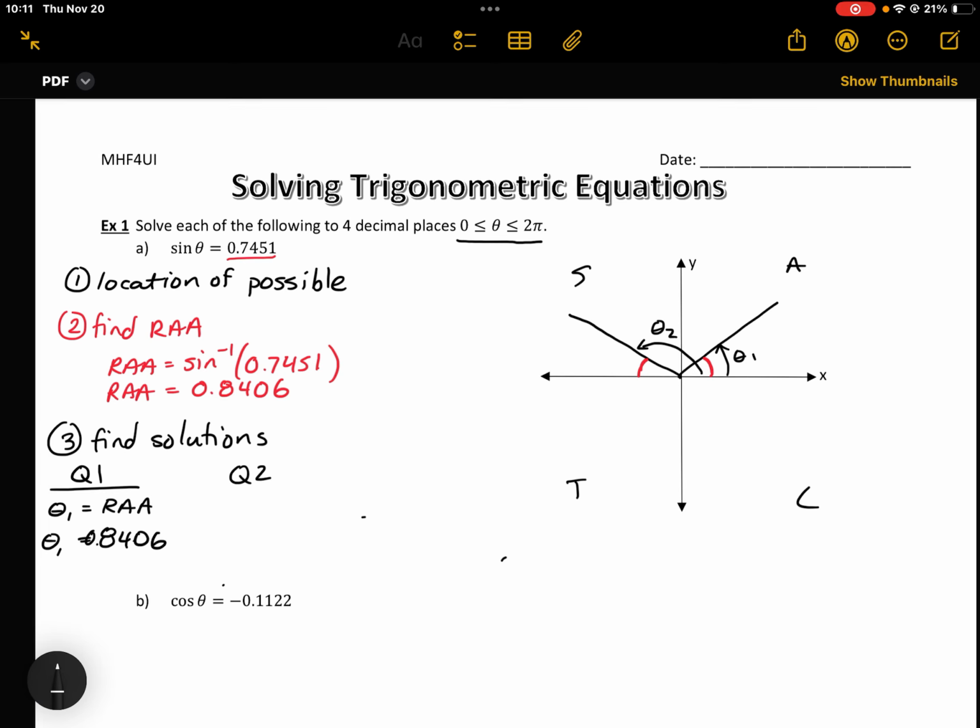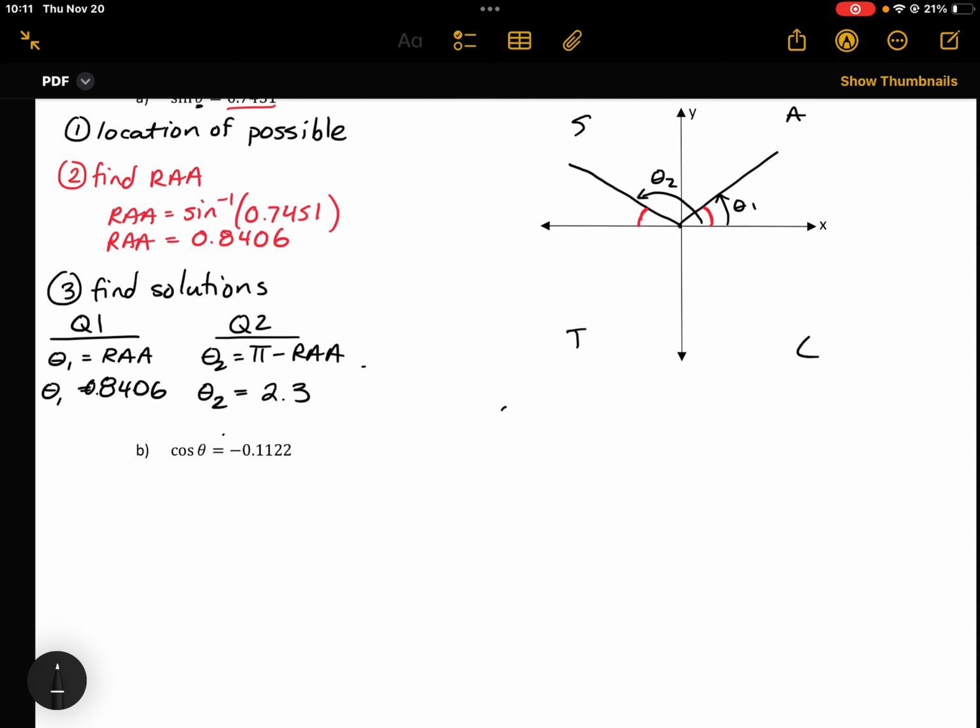And in my second quadrant, my solution is pi, take away my related acute angle, which is going to give me an answer of about 2.3 radians. And those are the solutions that if I put those values in for the theta on my left-hand side, my left-hand side is going to equal 0.7451, the same as the right-hand side.